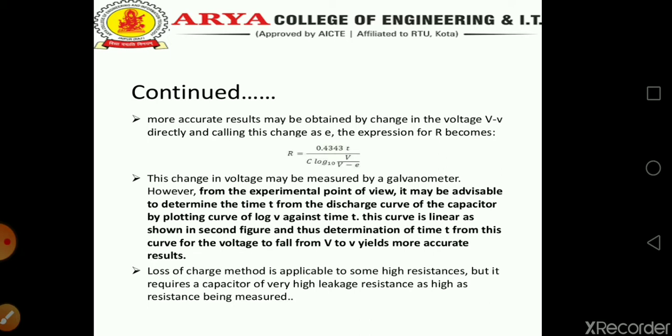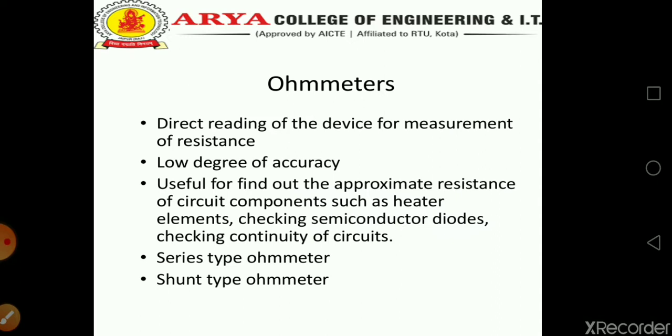The loss of charge method is applicable to high resistance, but it requires a capacitor of very high leakage resistance, as high as the resistance being measured. Second is the ohmmeter, a direct reading device for measuring resistance, with a low degree of accuracy. It is useful for finding out the approximate resistance of circuit components such as heater elements, checking semiconductor diodes, and checking continuity of circuits.